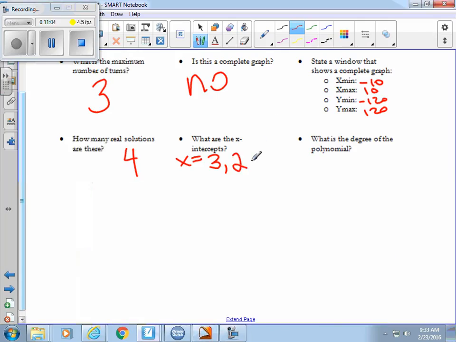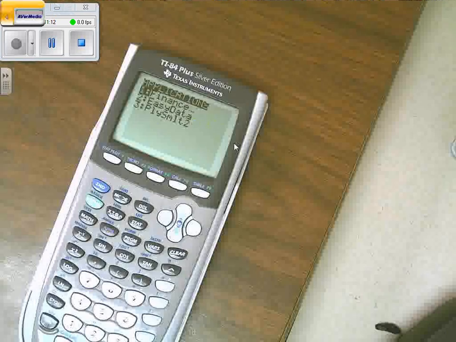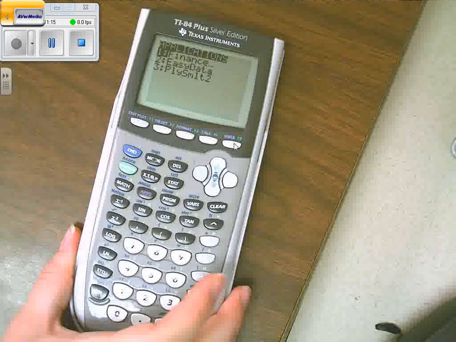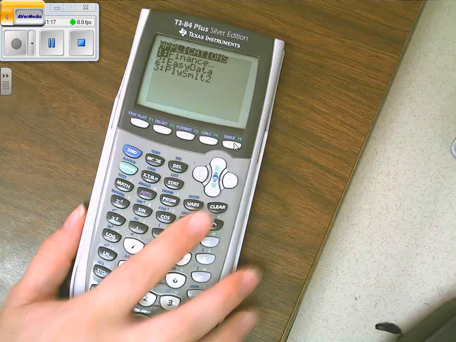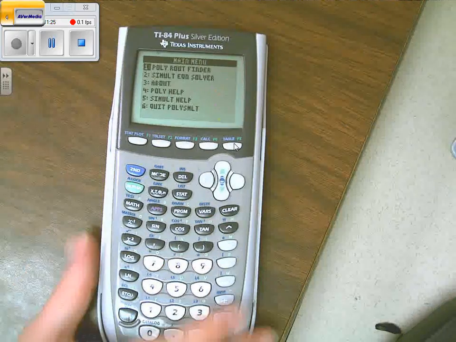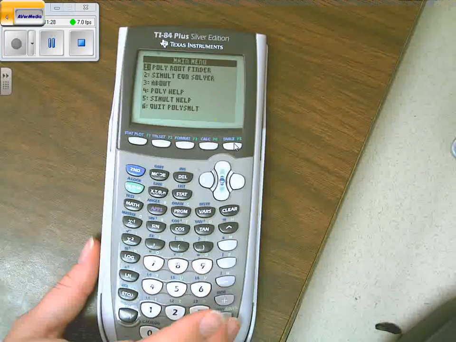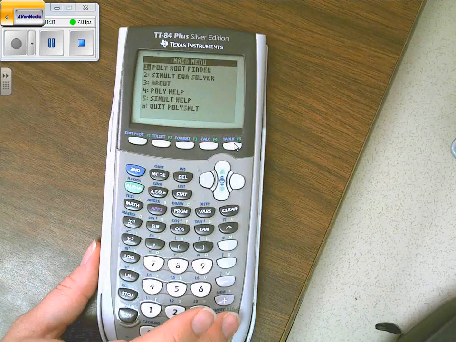Third option, and I've mentioned this and I've shown it to you before, but it's been a while. There is an app that you can get in your calculator called PolySMLT2. If you don't have it and want it, let me know. And there is a polynomial root finder. Isn't a root and an x-intercept the same thing? The only difference is this will also give you imaginary answers. If the answer has an i in it, the degree of the polynomial is 4. Order and degree are the same thing, so the order is 4.